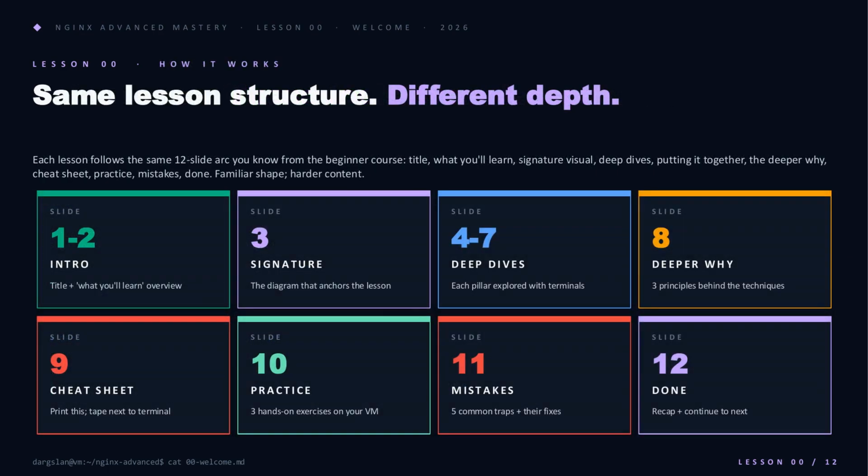The shape of each lesson stays exactly what you remember from the beginner course, the same 12-slide arc. Slides 1 and 2 open with intro and learning goals. 3 is the signature diagram. 4 through 7 are the deep dives with terminals. 8 is the deeper why. 9 your cheat sheet. 10 hands-on practice. 11 the common traps. 12 the recap. Familiar rhythm. The content underneath is significantly harder.